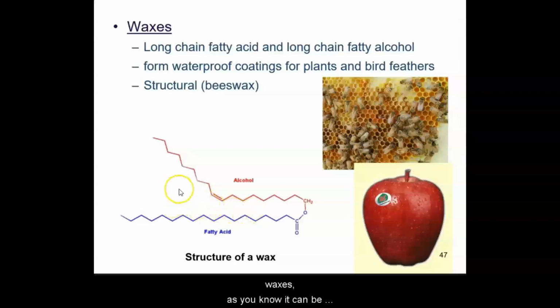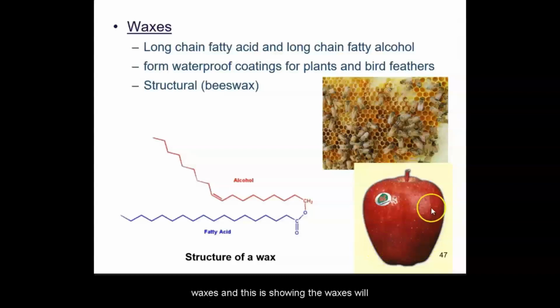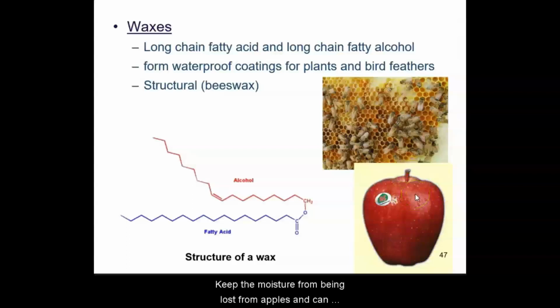And waxes, as you know, can be structural. So beeswax and candles, and plants will make waxes. And this is showing that the waxes will keep the moisture from being lost from apples, and it can also protect from insects. So lots of functions of waxes, not to mention the waterproofing that occurs in nature for the plants, and things like birds have waxes on their feathers.